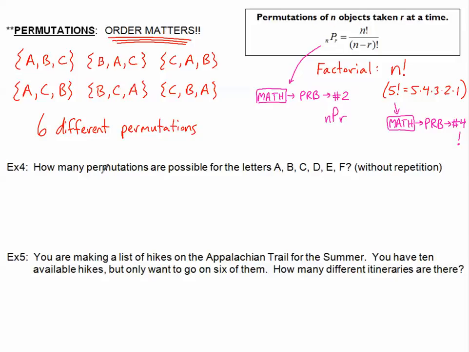Let's ask how many permutations are possible for the letters A, B, C, D, E, and F. So the first 6 letters of the alphabet. This is without repetition. So that means that we cannot repeat the same letters. We can only take 6 at a time. So what we're doing is taking 6 things, and it's a permutation of those things taken 6 at a time. That's what this permutation would be. We have 6 total things, and we're going to use all 6 of them. And that's what we would plug into the calculator.